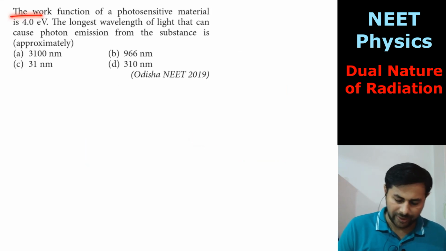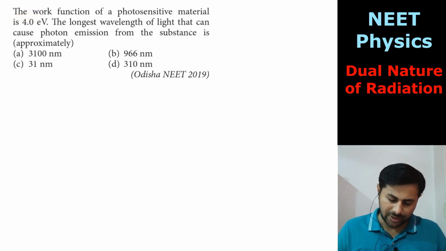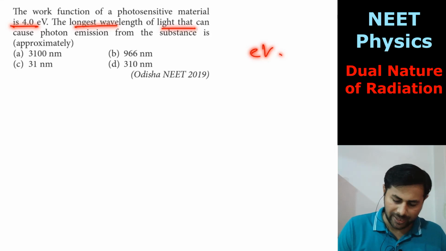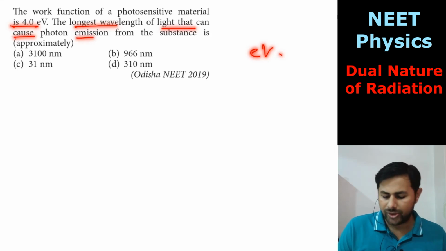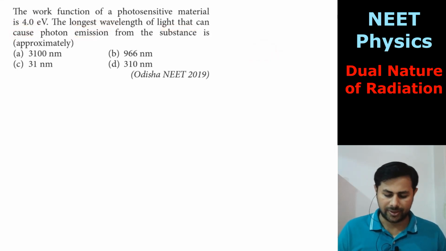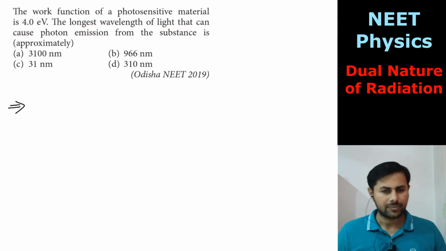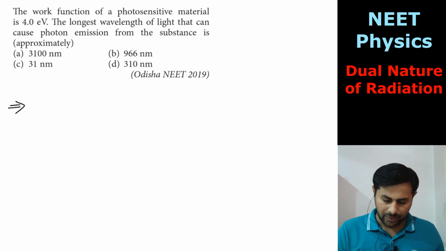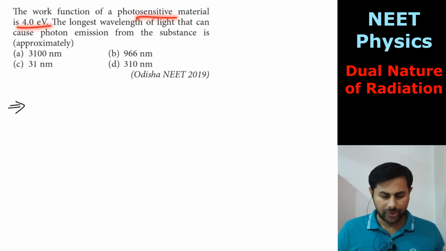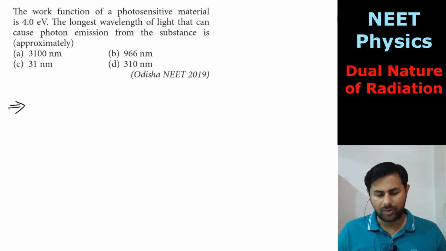All right, let's see this one. The work function of a photosensitive material is 4 electron volts. The longest wavelength of light that can cause photoemission from the substance is approximately? Tell me. The work function of a photosensitive material is 4 electron volts. The longest wavelength of light that can cause photoemission from the substance is?